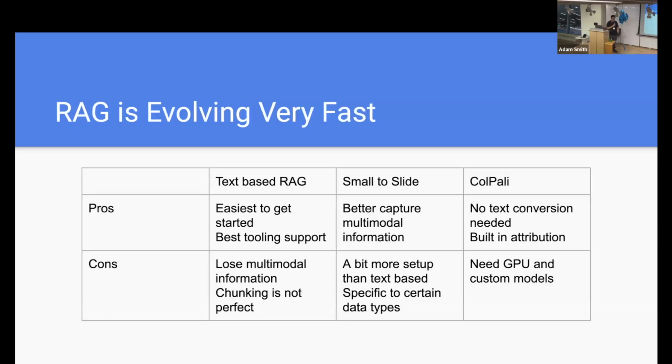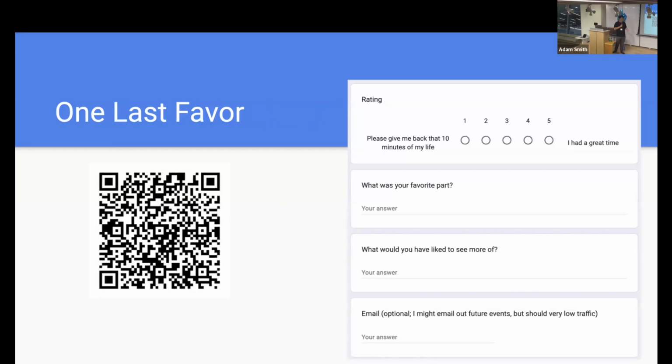Okay. But the last part is that the field of RAG is evolving very quickly, right? I've just shown 3 methods leveraging these new multimodal LLMs to do better RAG. We have the traditional text-based RAG, which is really good for most use cases. Then I showed you small to slide, which is just a little tweak on it, very easy to implement. And then we have Kopali, which is going to require more resources, but could potentially have some really interesting results depending on your use case. So yeah, I think we're just all learning together.